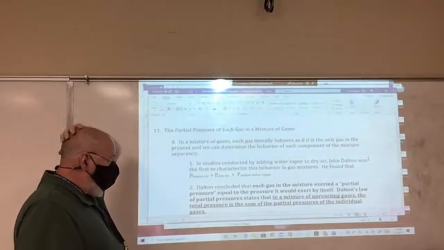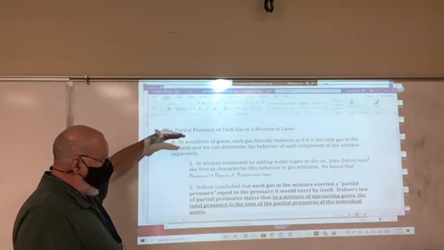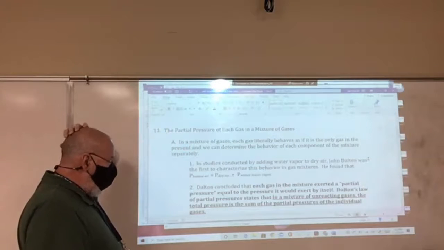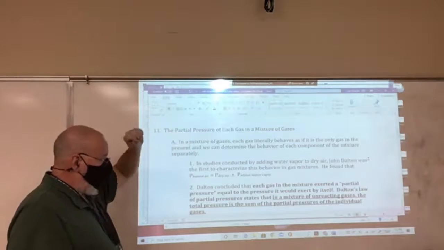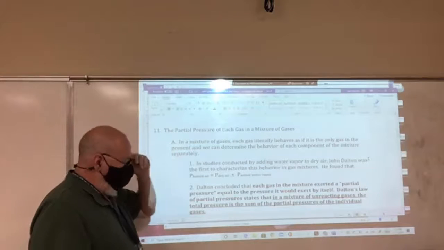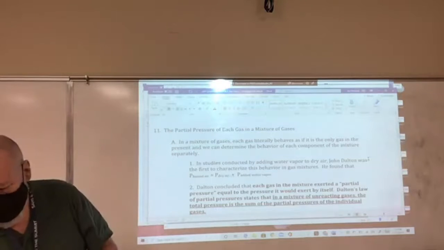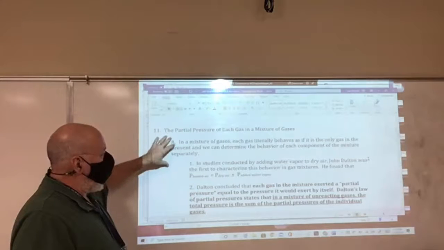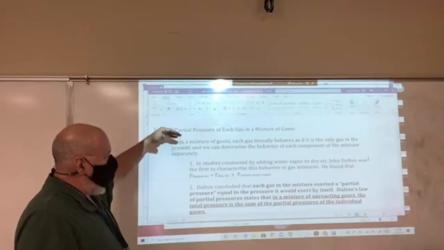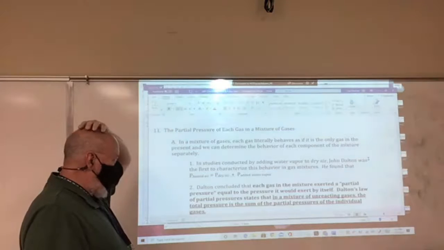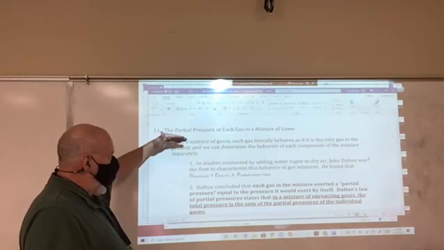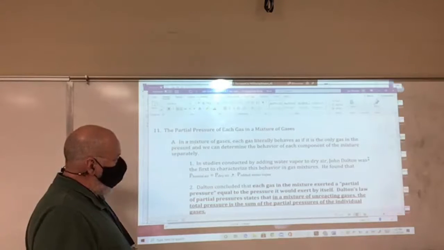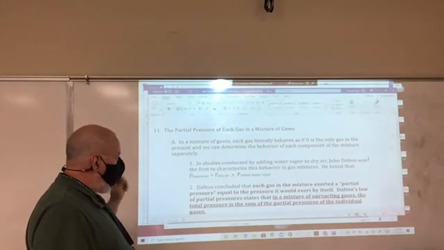So in a mixture of gases, each gas literally behaves as if it's the only gas that's present, okay? And that's kind of bizarre, but its particles will contribute to the overall pressure, but it behaves again as if it's the only gas in the mixture, and we can determine the behavior of each component in the mixture separately.